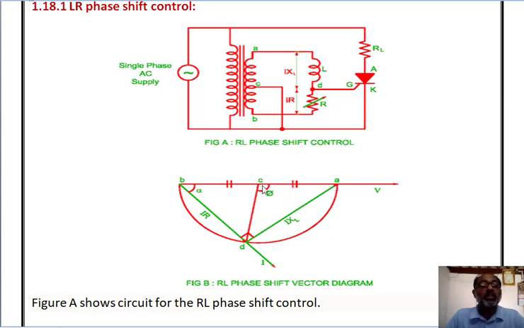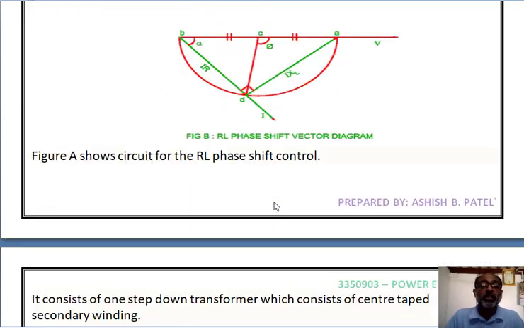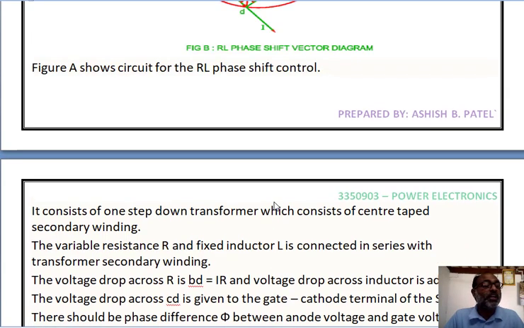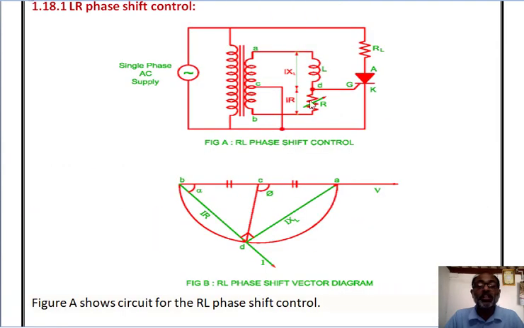Next we are using the center tap transformer. So AC is equal to BC, because we get the same voltage with reference to point C. Here phi is the phase angle between the applied anode voltage and the gate cathode voltage. So it is most important. What is phi? Phi is the phase difference between the anode voltage and the gate voltage.